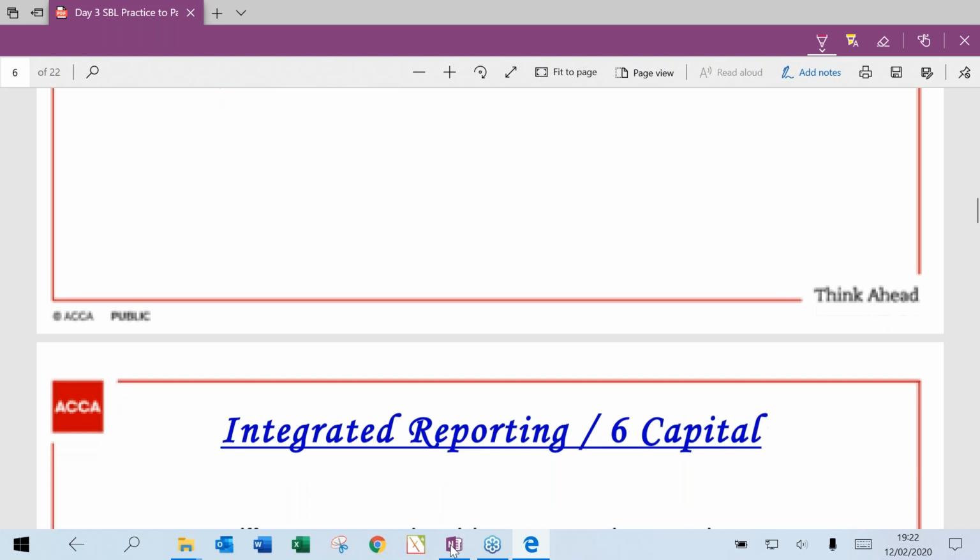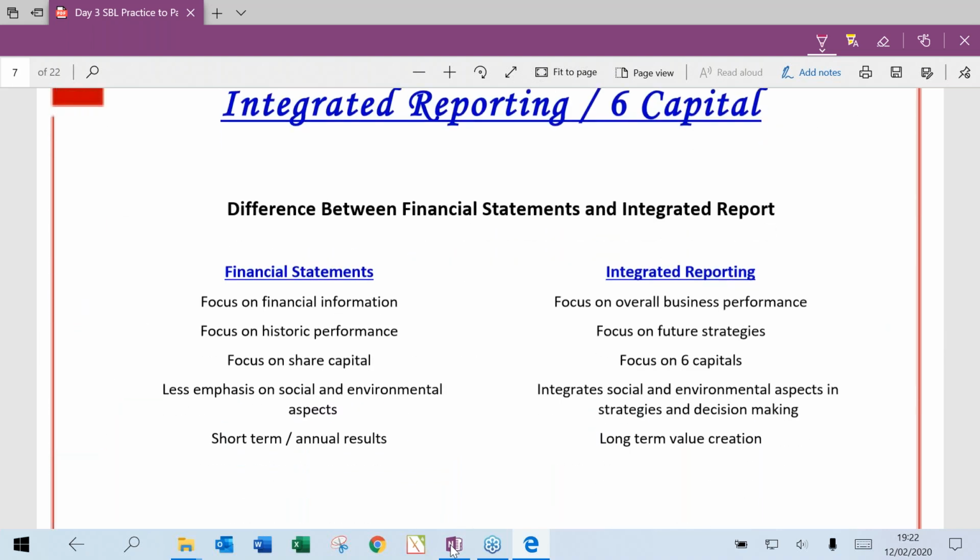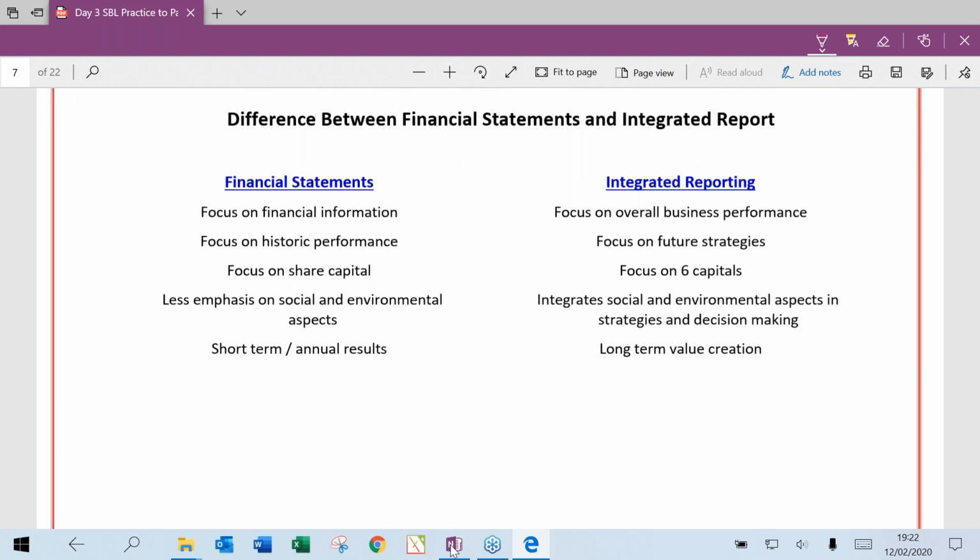So integrated reporting, let's understand now. The first thing is differences between a financial statement and an integrated report. So we covered most of it. A financial statement focuses on financial information, whereas an integrated report focuses on overall business performance.